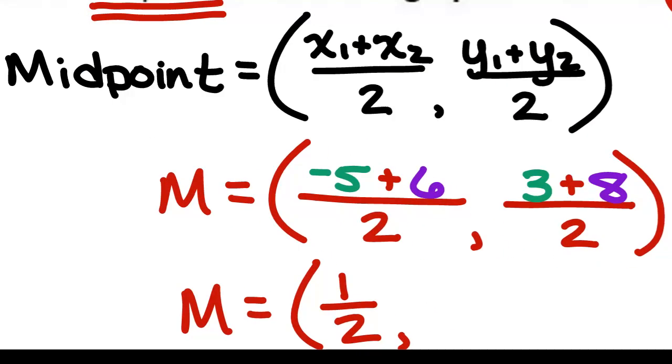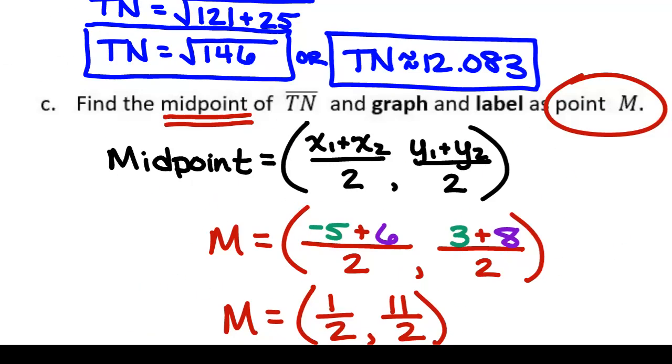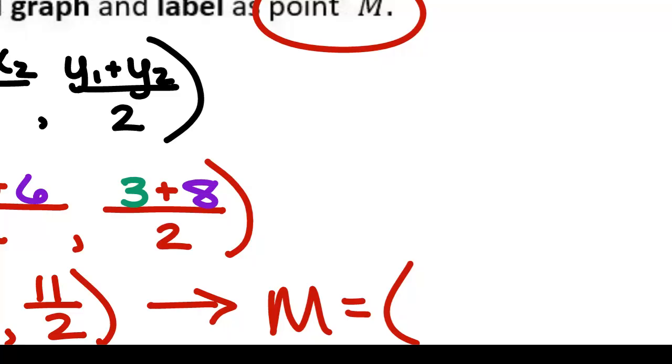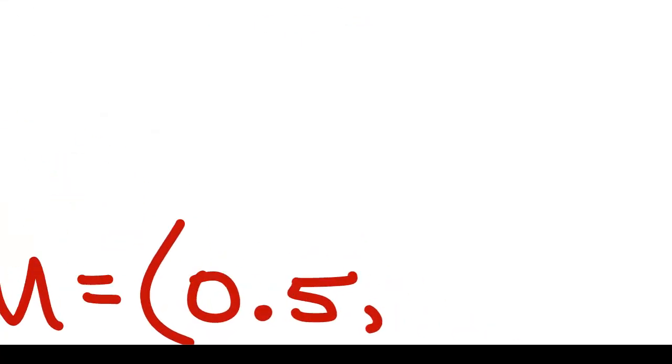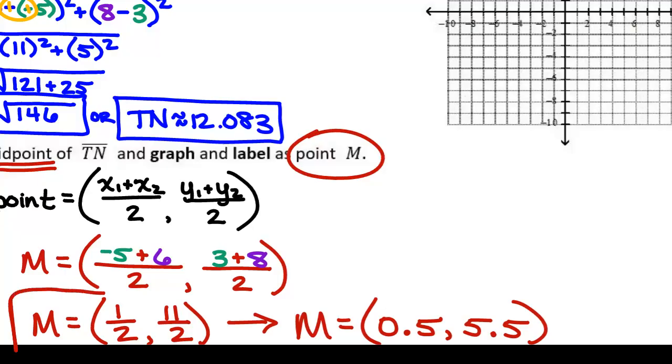What is 3 plus 8? 11. So I have 11 over 2. So 1/2 and 11 over 2, or I can change that into its decimal form. That might make it easier for me to find on the graph. 1/2 would be what in decimal form? 0.5, yes. So 0.5 for the x part of the midpoint. What is 11 divided by 2? 5.5. So I would accept either one of these as correct.